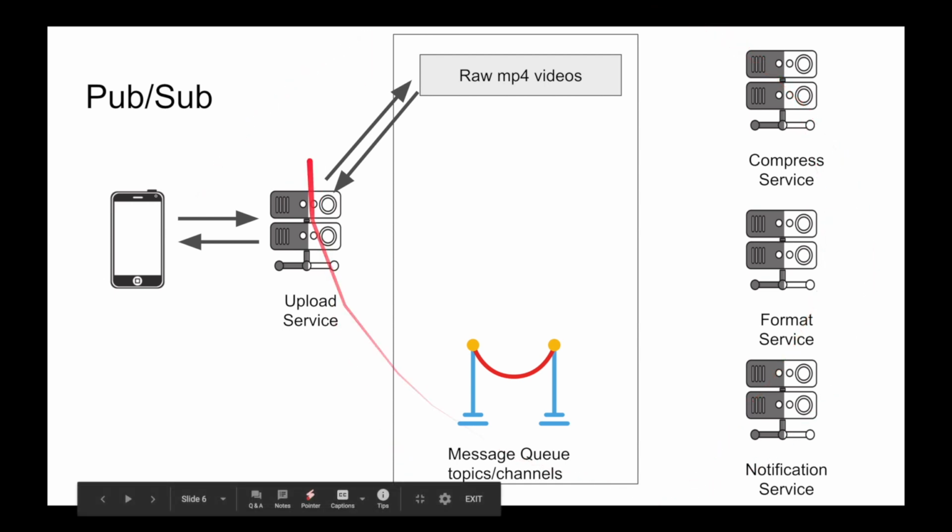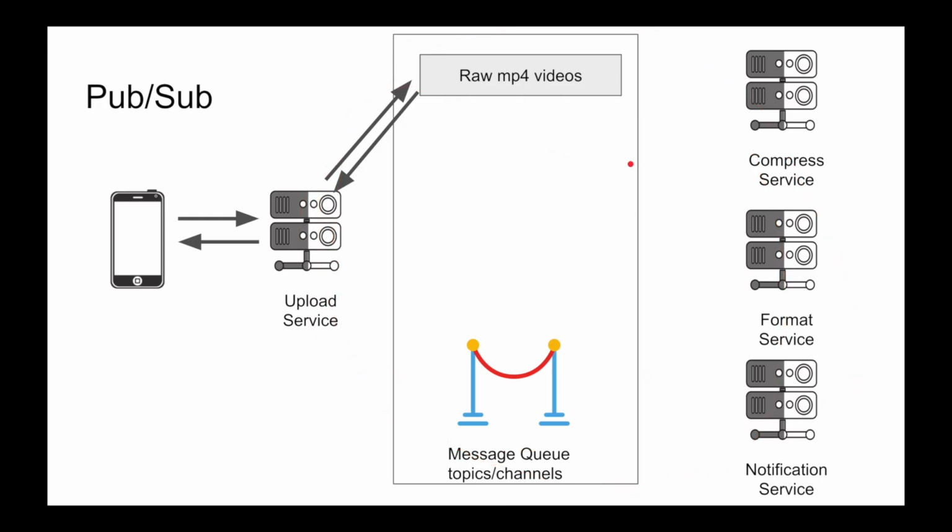Obviously, that means this guy has to be up all the time. That's what she said. But what we have here is essentially a topic. And that topic or the channel has the content. It's sometimes called a queue, a topic, a channel. And that has the raw MP4 videos. Now, how do people consume it?